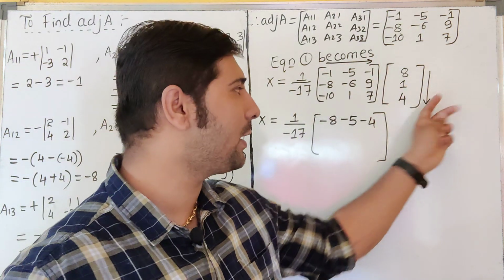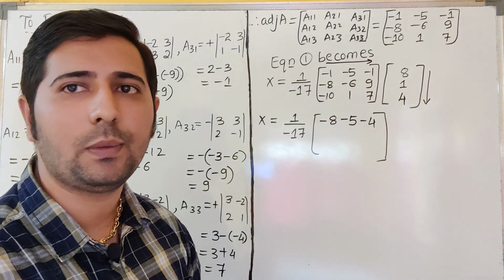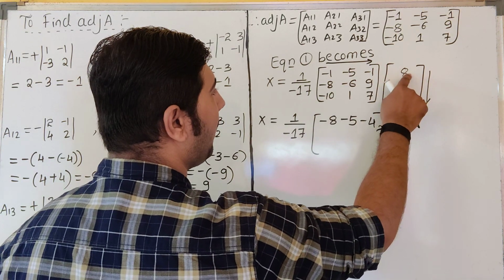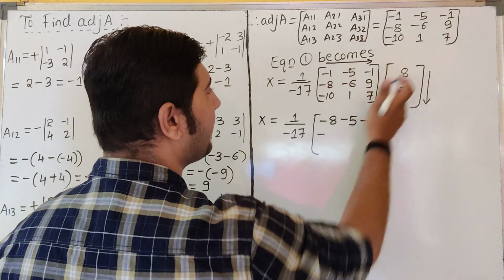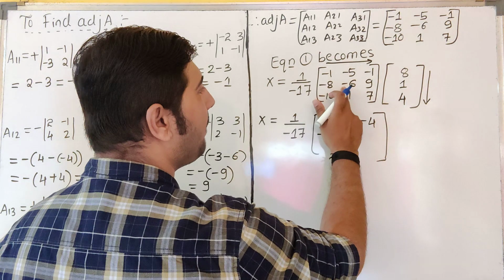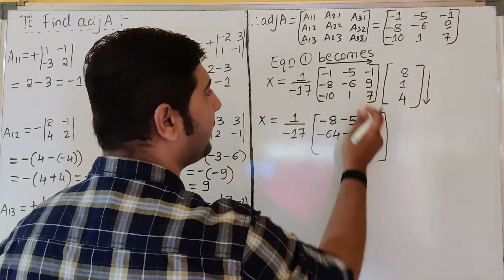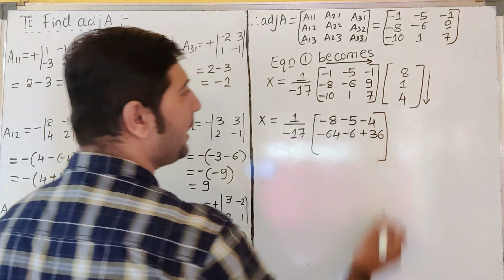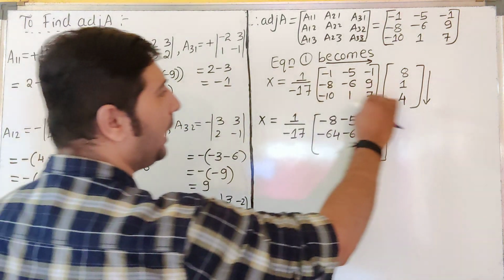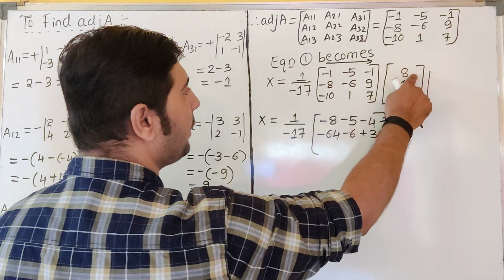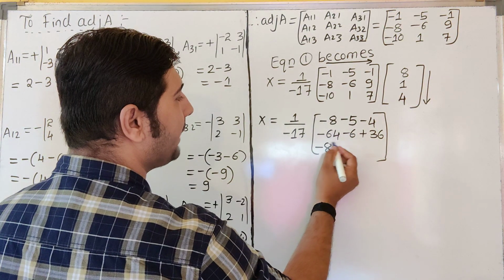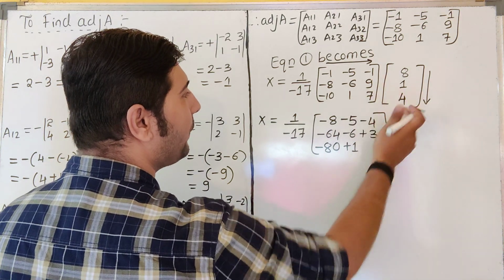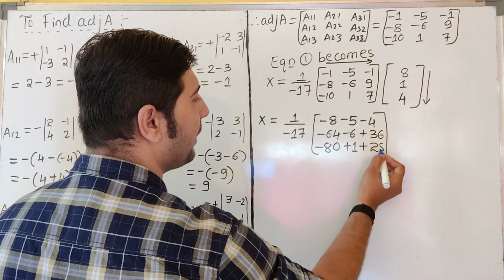So first row, second column is not there. I had stopped here only. Understood? So now see. Second row, first column now. Minus into plus, minus 8 8s are 64. Minus 6 into 1, minus 6. 9 4s are 36. Understood everyone? So now, third row, first column. Minus 10 into 8, minus 80. 1 into 1, 1. 7 4s are 28, dear students.